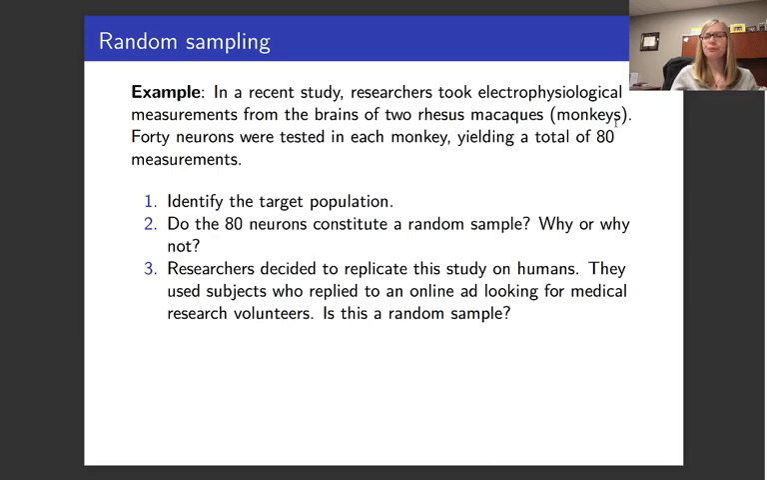They're pretty cute. 40 neurons were tested in each monkey. This yielded a total of 80 measurements. So let's talk through a couple questions. Identify the target population. These macaques were probably chosen to try to represent all rhesus macaques, or all monkeys. So our target population is probably going to be all rhesus macaques. That's who we're interested in studying.